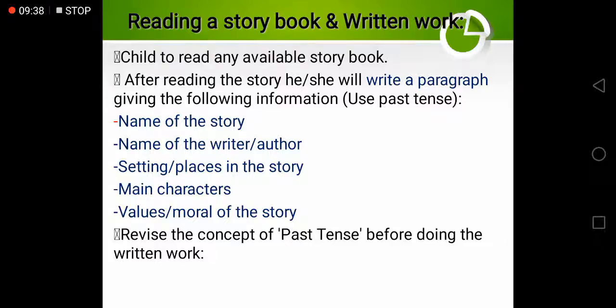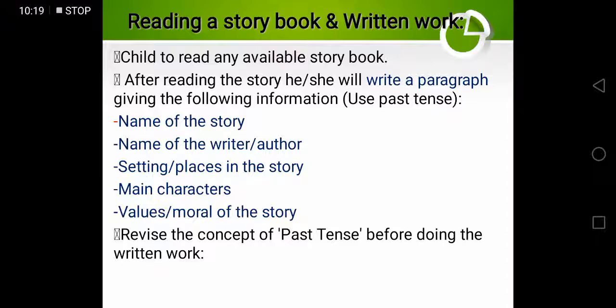The fourth task for this week is that the child is going to read any available storybook. I hope you all have got a storybook at your home. You can read from your previous class as well. After reading the story, you will write a paragraph giving the following information. You can only use past tense. Name of the story, name of the writer or author, setting or places in the story, main characters, values, moral of the story. You are going to write a kind of review of that storybook.